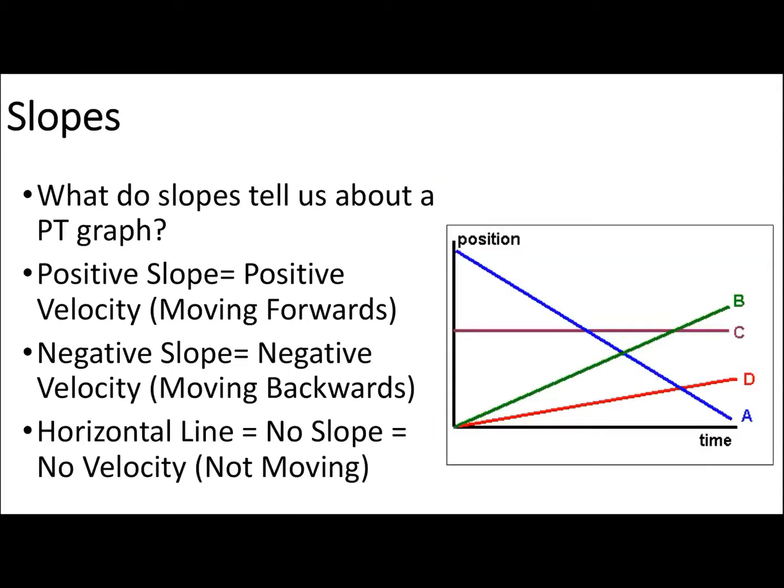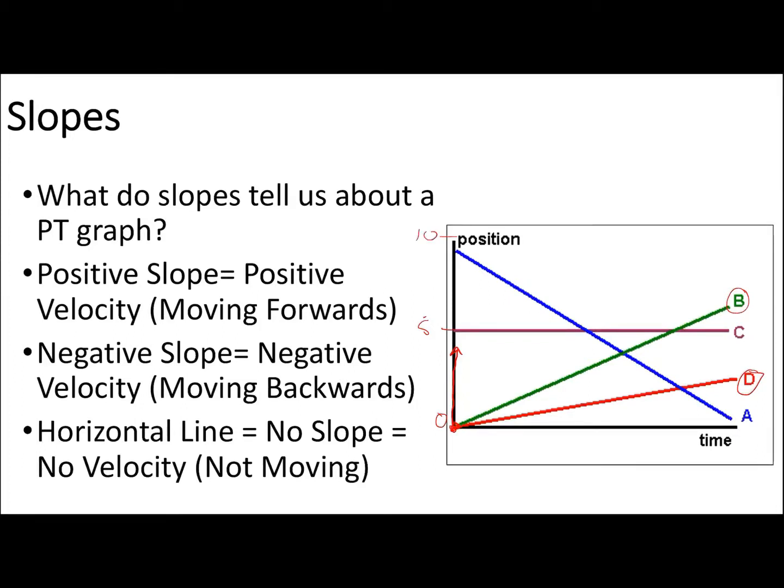And so what do slopes tell us about a graph? If it is positive slope, it means it's moving forwards. We can see that with both D and B. They both have positive slopes. Both start at a small position and are moving forwards in our x direction. This is like 0, maybe call that 5, maybe call that 10. They are moving forwards in the x direction.